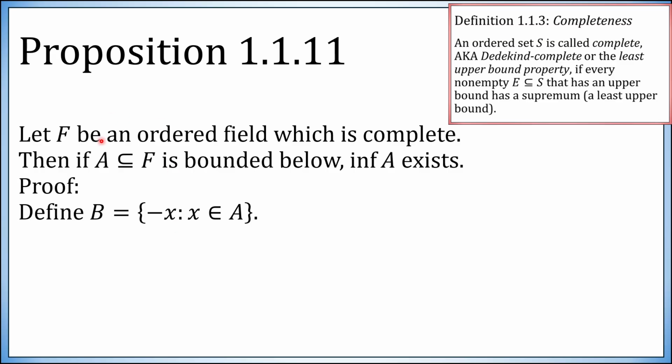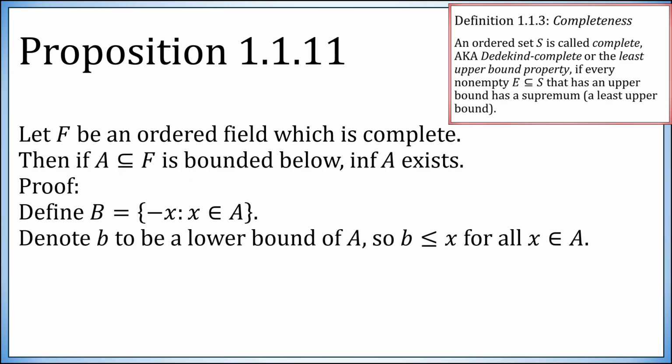So starting with this set A, which is bounded below, we're going to define the set B to be the additive inverses of everything in A. So take everything in A and just take their negatives. Note, if x is negative, then negative x is positive, whatever. Whatever the elements of A are, we're just taking their negatives.